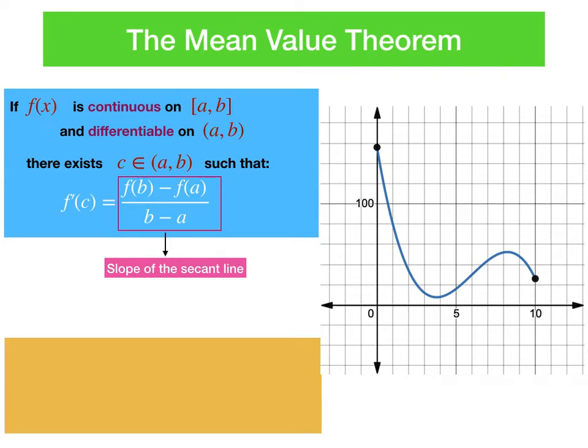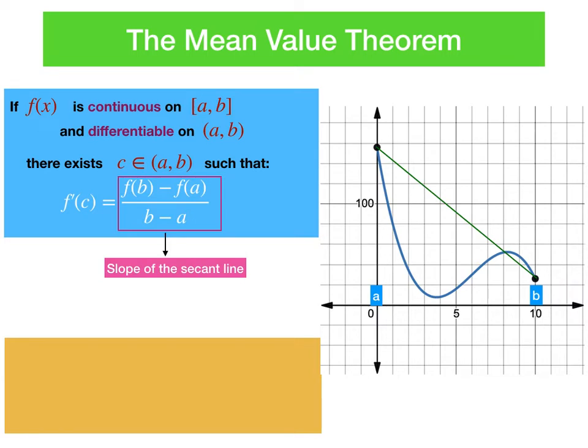Now, if we look at the graph of the function on the right side here, we can see that the graph is continuous from a to b. In this case, a equals 0 and b equals 10. And clearly, the graph is differentiable on the same interval. So first, we want to find the secant line that goes through the two endpoints, a, f of a and b, f of b, right?